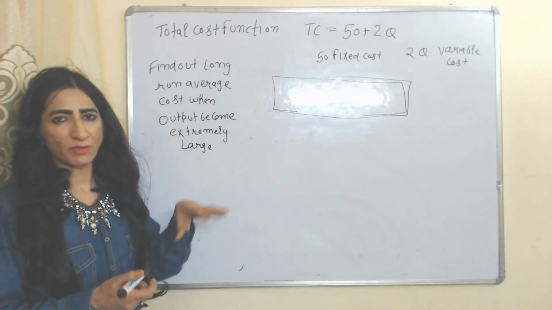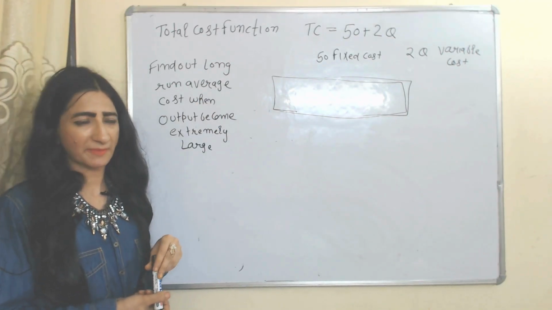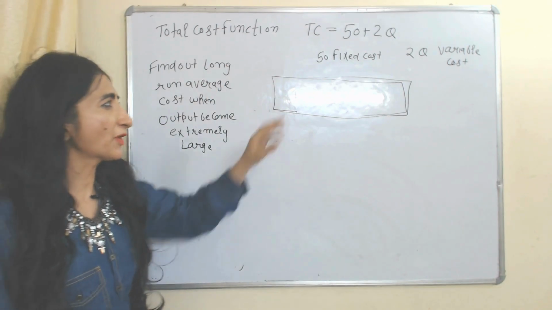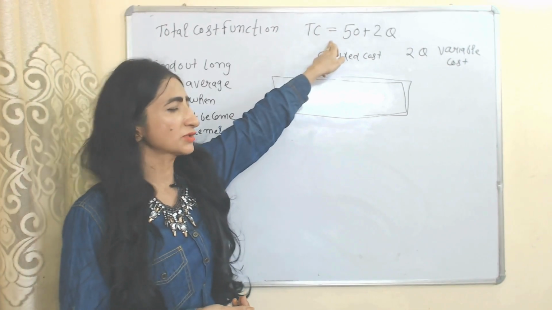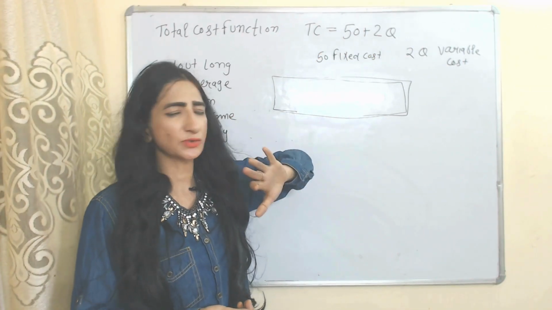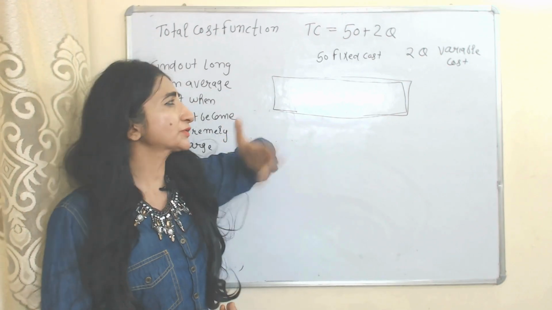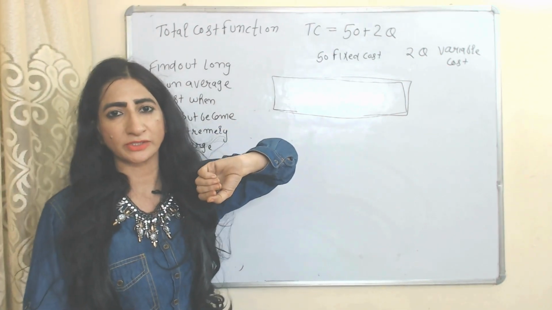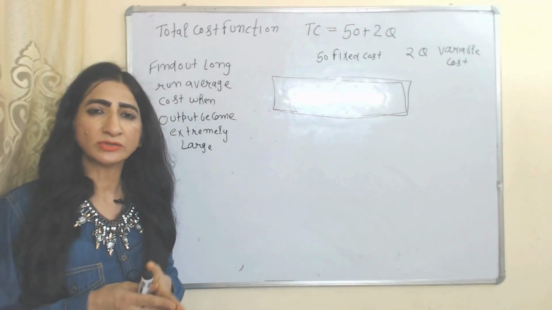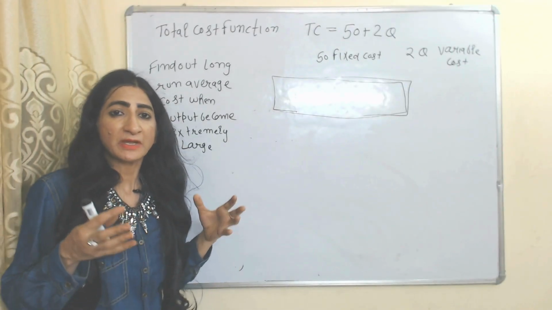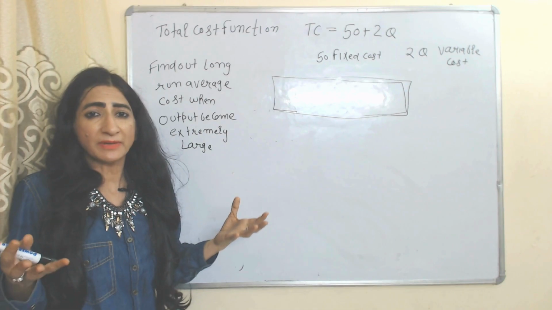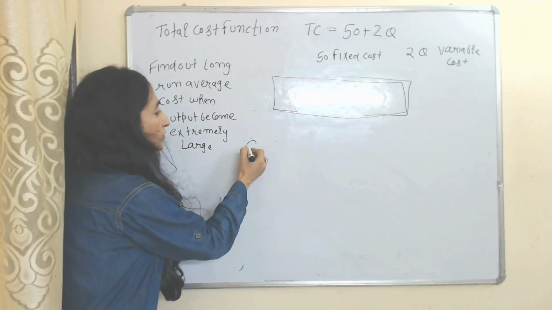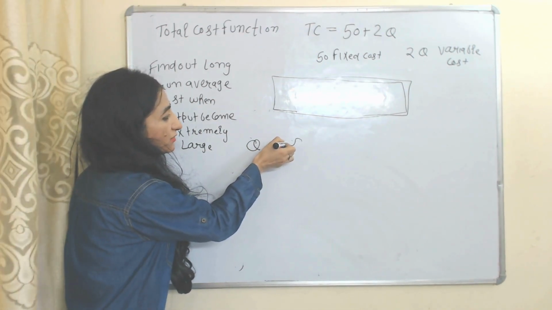Now we will see one economics question with the limit concept. Cost function of firm is 50 plus 2q. Total cost of firm is equal to 50 plus 2q. 50 is fixed cost, 2q is variable cost. And we have to find out long run average cost when output becomes extremely large. Output becomes extremely large means output approaches infinity.